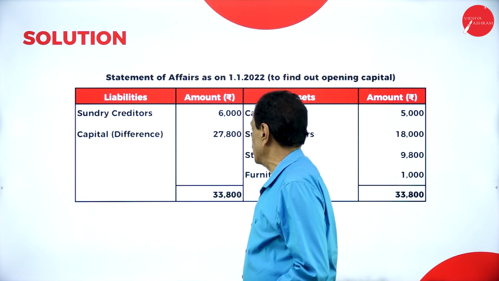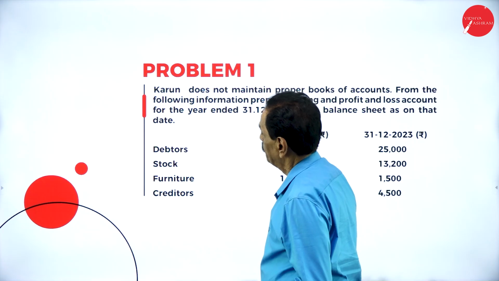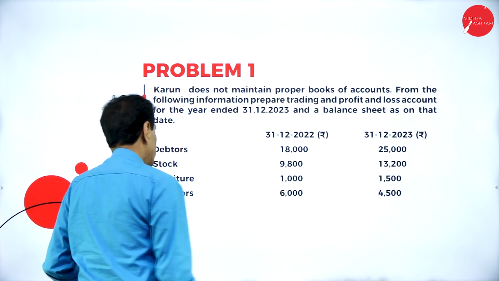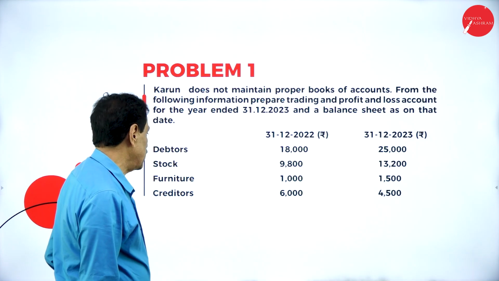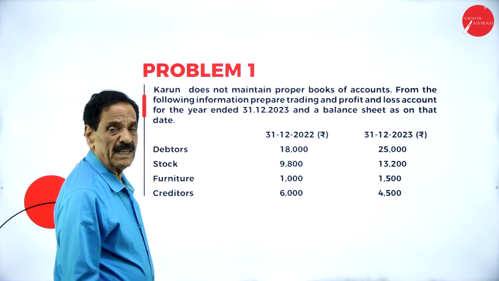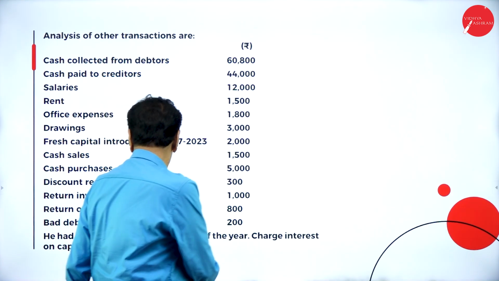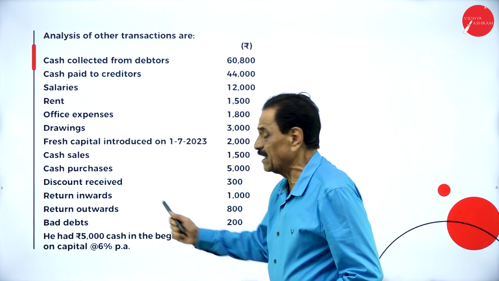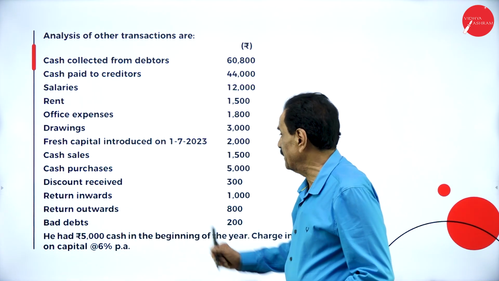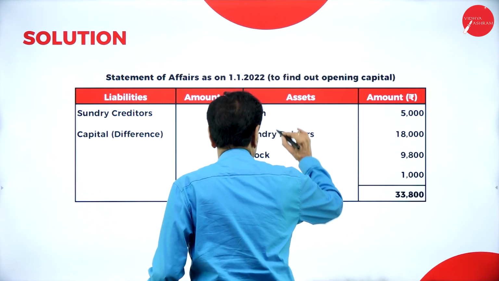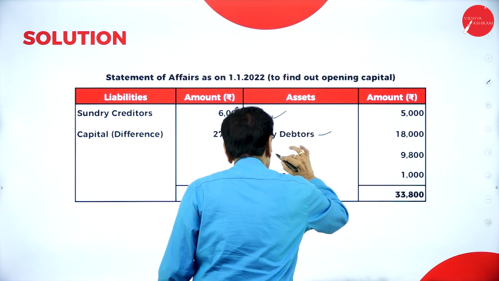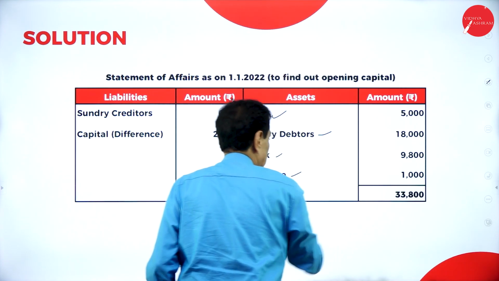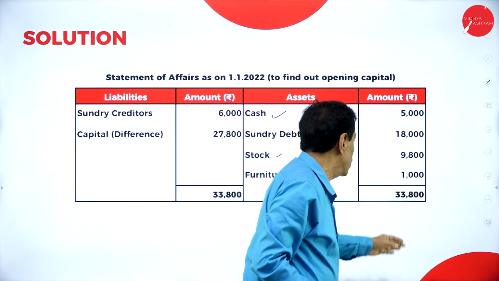First, we prepare the statement of affairs. See that debtor will come on the debit side. This is your asset. Stock is an asset. Furniture is an asset. Creditor is a liability. They have given the opening cash here, at the beginning of the year. That will come on the asset side of the balance sheet. Cash, this is 5,000. Debtor, 18,000. Stock, 9,000. Furniture.